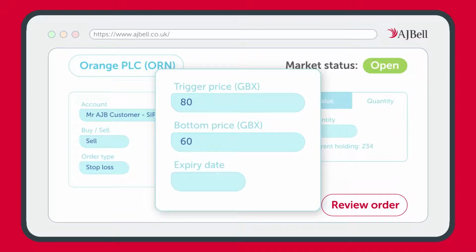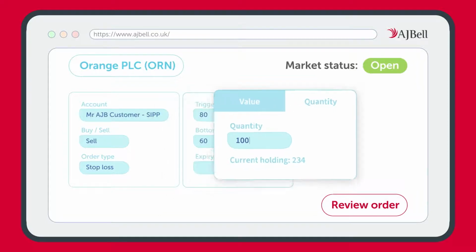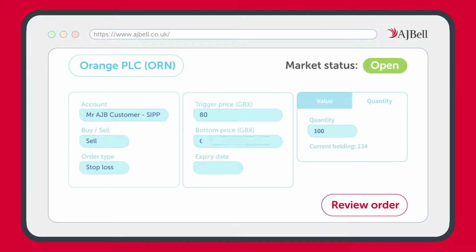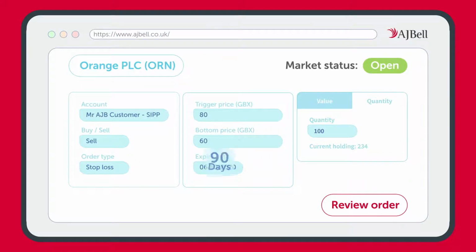You can also choose whether you want your stop loss order to sell all or just some of the total shares you own in that company. A stop loss order can be in place for up to 90 days. You can cancel or amend it online or via the app at any point during that time by visiting the active orders area.